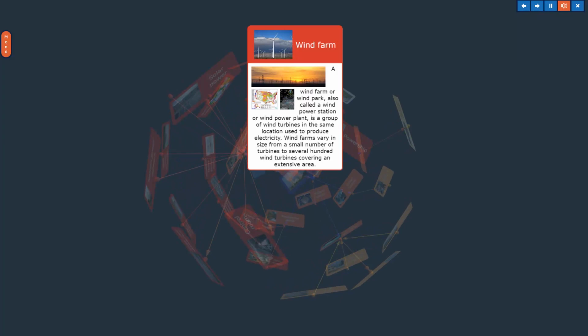Wind farm. A wind farm or wind park, also called a wind power station or wind power plant, is a group of wind turbines in the same location used to produce electricity. Wind farms vary in size from a small number of turbines to several hundred wind turbines covering an extensive area.